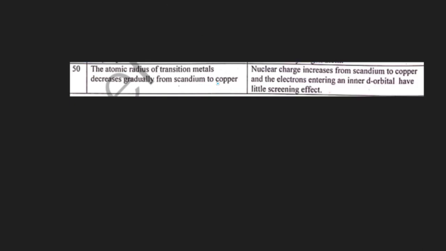Question 50. The atomic radius of transition metals decreases gradually from scandium to copper, which is true, due to increase in effective nuclear charge. Second statement, nuclear charge increases from scandium to copper, and the electrons entering the inner d orbital have little screening effect. That's also a true statement, and it does explain the first statement. So our answer is A. 50 is A. So that's the end of this video.